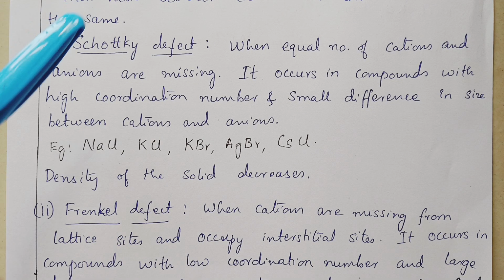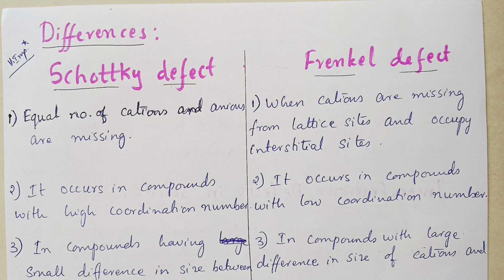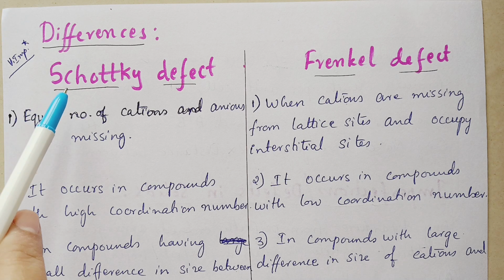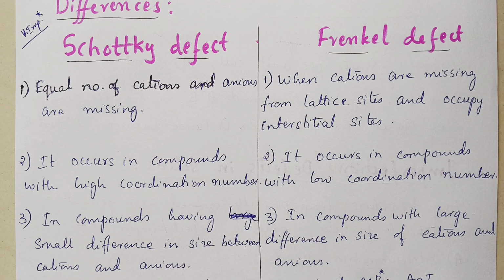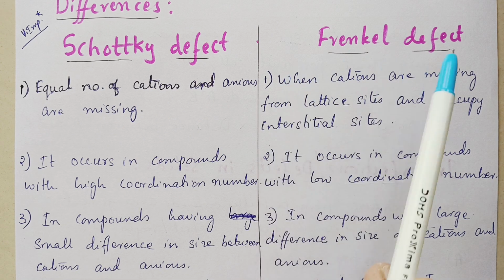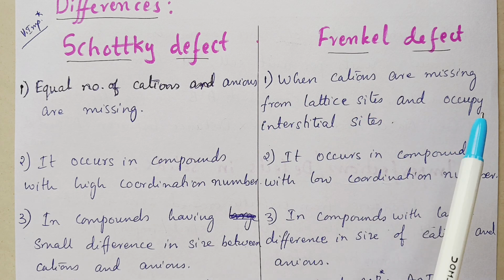Now I will explain both these defects by taking the differences between them. This is again another important question from the exam point of view. So let's see the differences between Schottky defect and Frenkel defect. In case of Schottky defect, equal numbers of cations and anions are missing. But Frenkel defect is observed when cations are missing from lattice sites and occupy the interstitial sites.